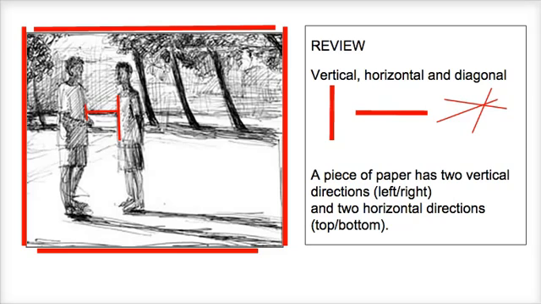Now, just a side note, it's really good to know that your 2-dimensional piece of paper, no matter what size you work with, has 2 vertical directions on the left and the right, and 2 horizontal directions on the top and the bottom. Now, in this drawing in front of you, you can see a horizontal direction that intersects or connects with 2 vertical directions.